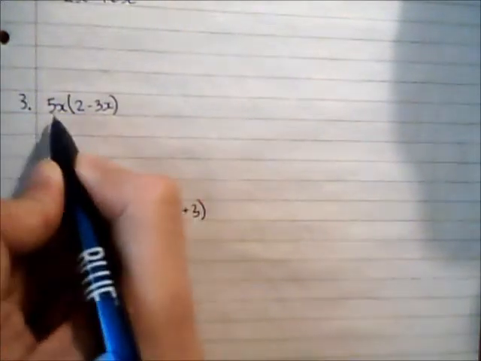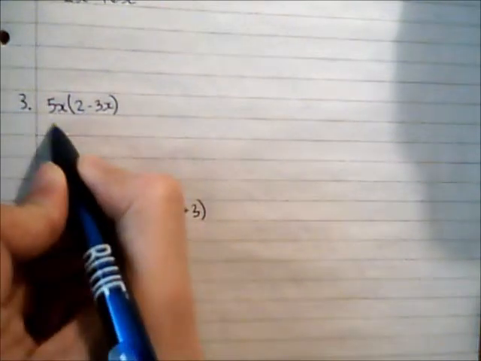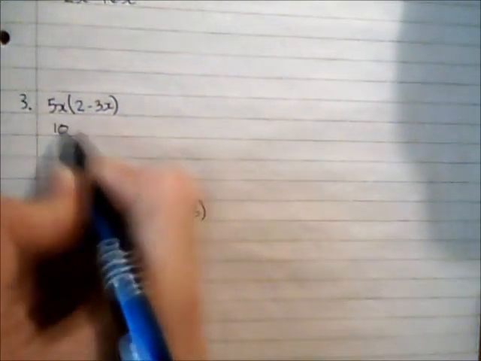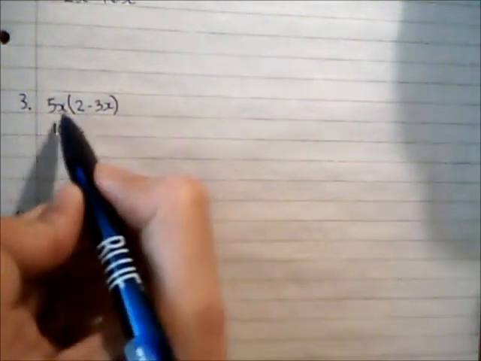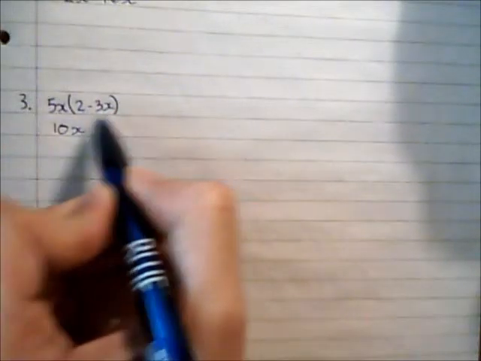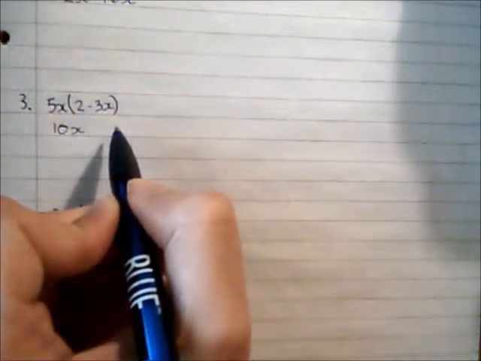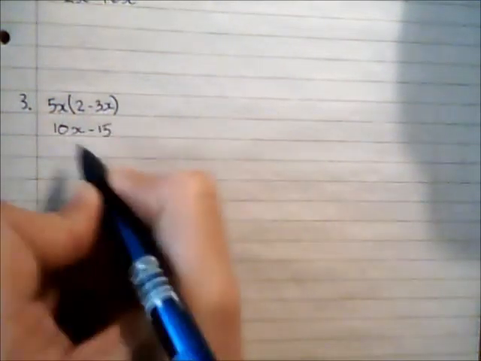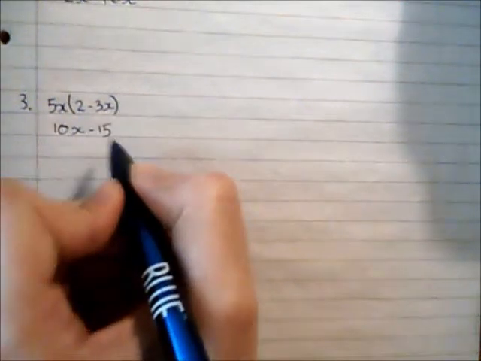Third example. Very similar to the second example, so I've got an expression with x outside the bracket, and I'm going to multiply that by each term inside. So 5x multiplied by 2 will give me 10x. And then I have 5x multiplied by negative 3x. Now when you have mixtures of numbers and letters, I would suggest that you just do one bit at a time. So I'm going to look at the number first. So 5 times by negative 3 will give me negative 15. And then x multiplied by x will give me x squared.